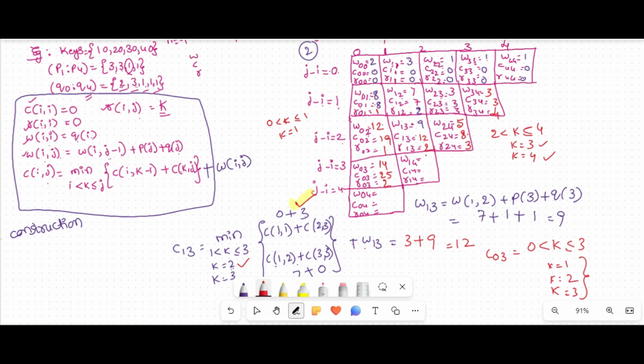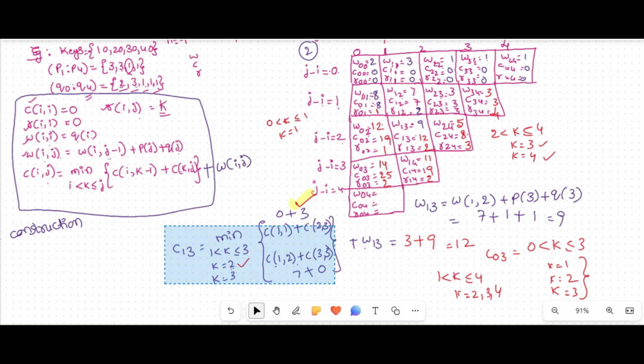Then W14 you are getting 11. C14 you are getting 9. R14 for what? Here also same. 1 less than k less than or equal to 4. K value 2, 3, 4. For what value of k you are getting minimum? So 2. The last one. I'll calculate this last one. Okay. Because you will get more values now.